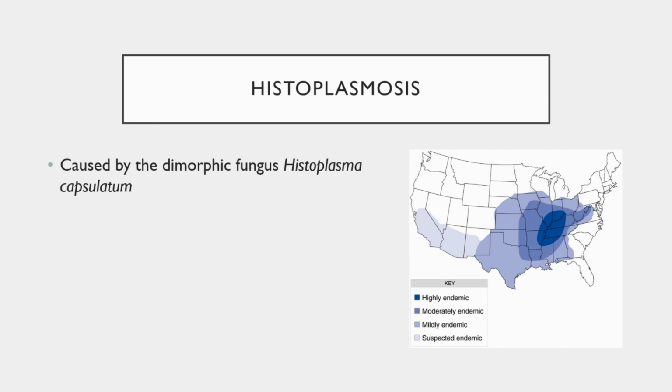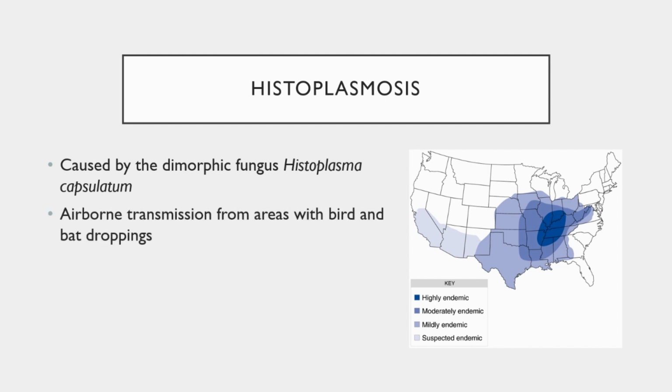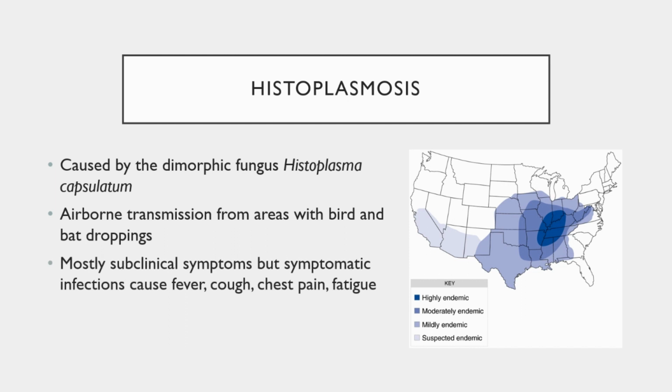Usually, spores of this dimorphic fungus are transmitted through the inhalation of airborne spores found within bird or bat droppings. However, most histoplasmosis infections are subclinical and not serious and self resolving. But symptomatic infections are associated with a fever, cough, chest pain, and fatigue. The most susceptible people are the immunocompromised.